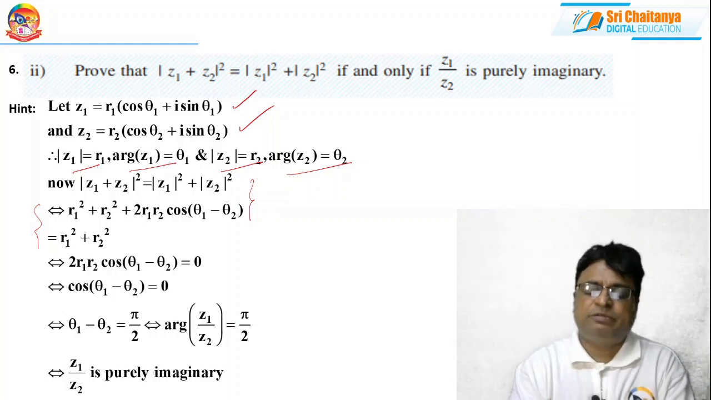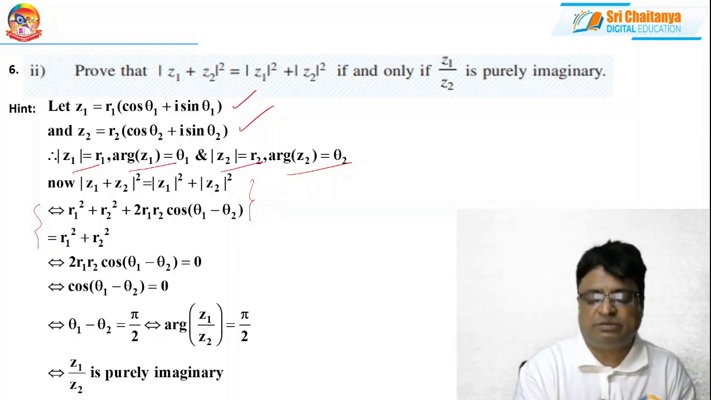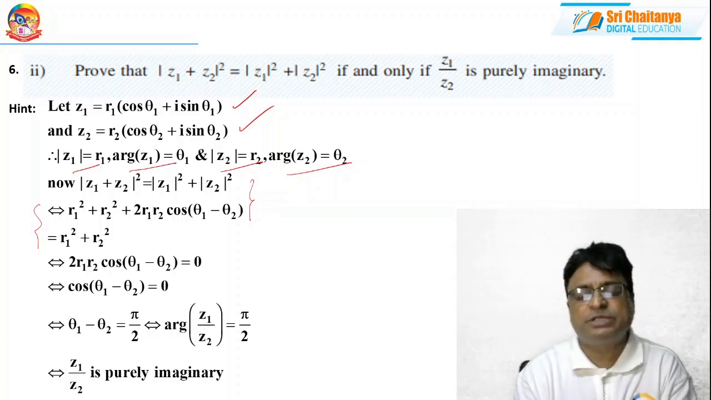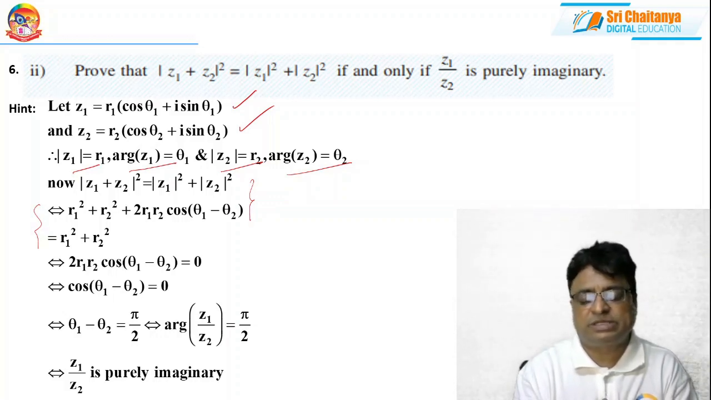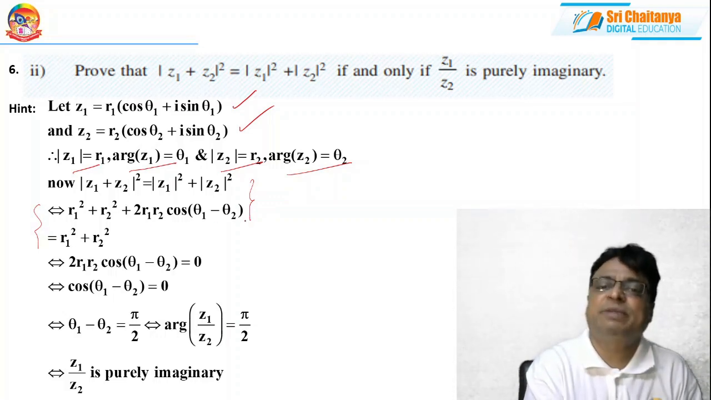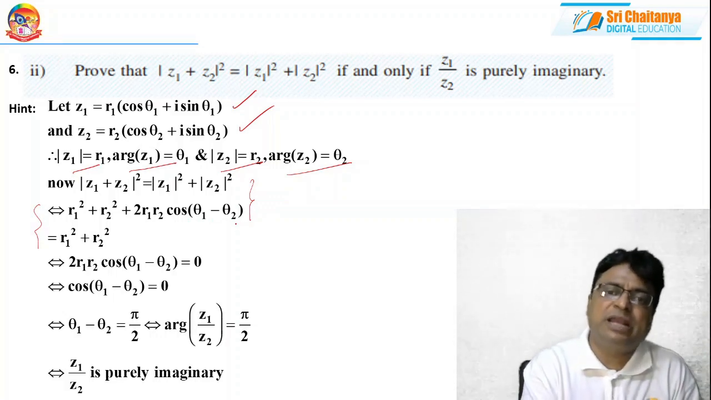Z1 plus Z2 into Z1 bar plus Z2 bar. So Z1 bar plus Z2 bar is mod Z1 square plus mod Z2 square plus Z1 Z2 bar plus Z1 bar Z2. That is 2R1 R2 cis theta 1 minus theta 2 plus R1 R2 cis theta 1 minus theta 2, after adding: R1 square plus R2 square plus 2R1 R2 cos of theta 1 minus theta 2. That's why, please verify lesson number 29 also there.